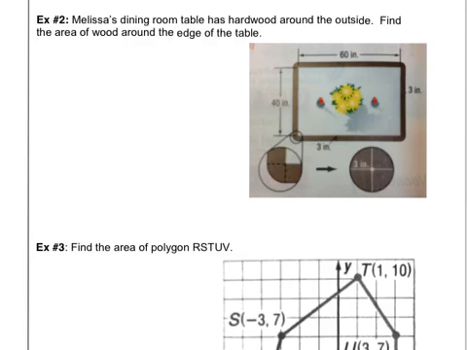Alright, this next problem says Melissa's dining room table has hardwood around the outside. Find the areas of wood around the edge of the table. Okay, we just want the area of this wood edge. We don't want the area of the table, just the wood edge. So let's take a zoom in here.